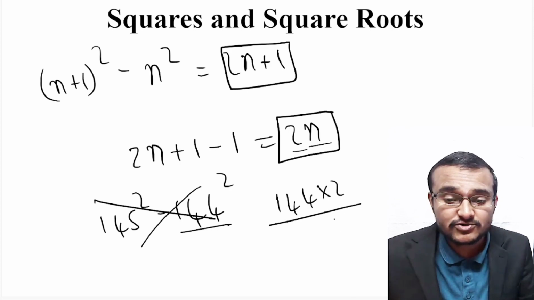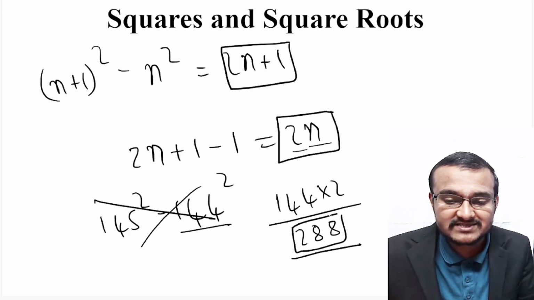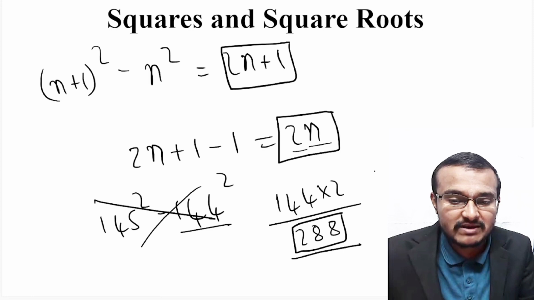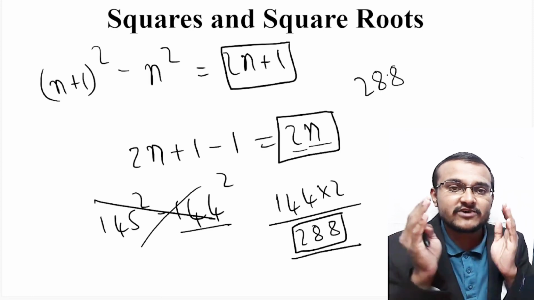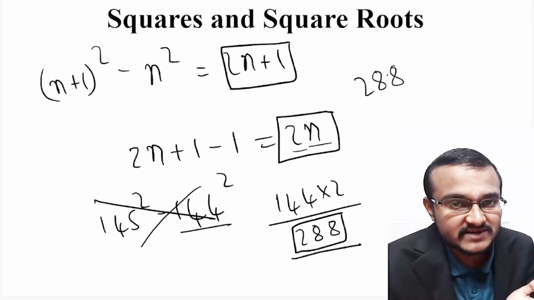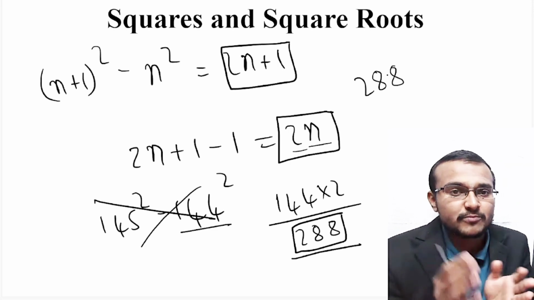So what is 144 into 2? 4 2s are 8, 4 2s are 8, 2 1s are 2. So 288 is there, that you should remember. So 288 numbers are there in between 144 square and 145 square. So this is one property, because based on this property, we will be solving exercise problems.